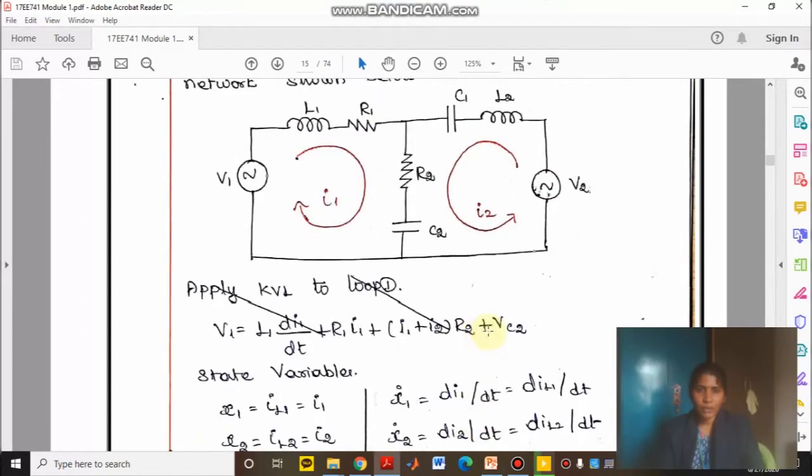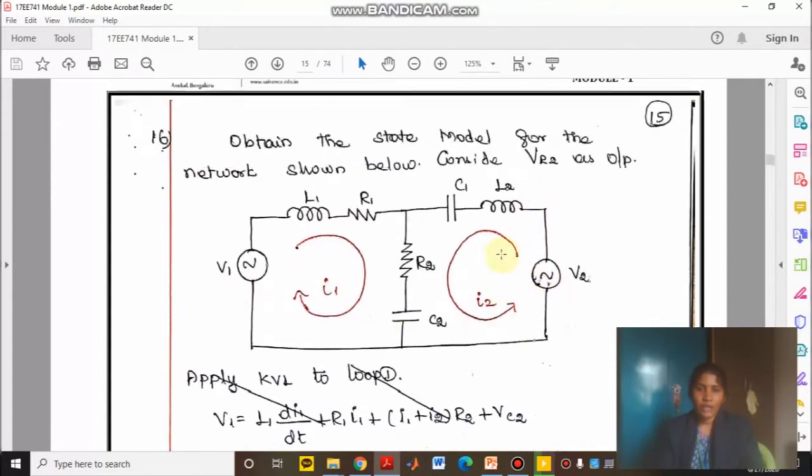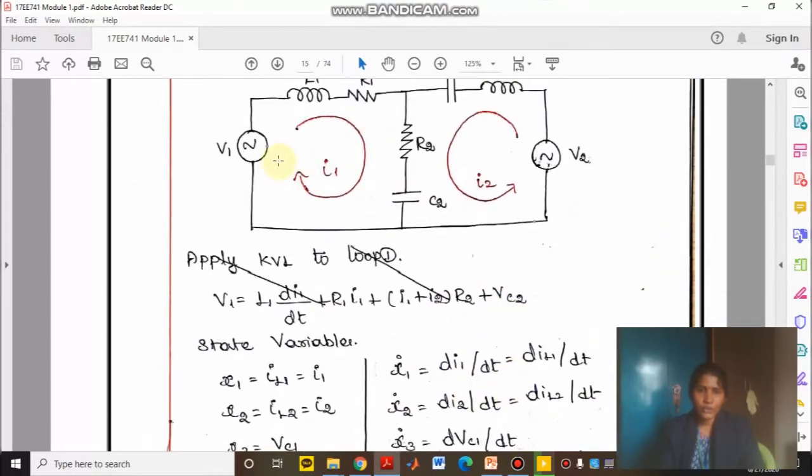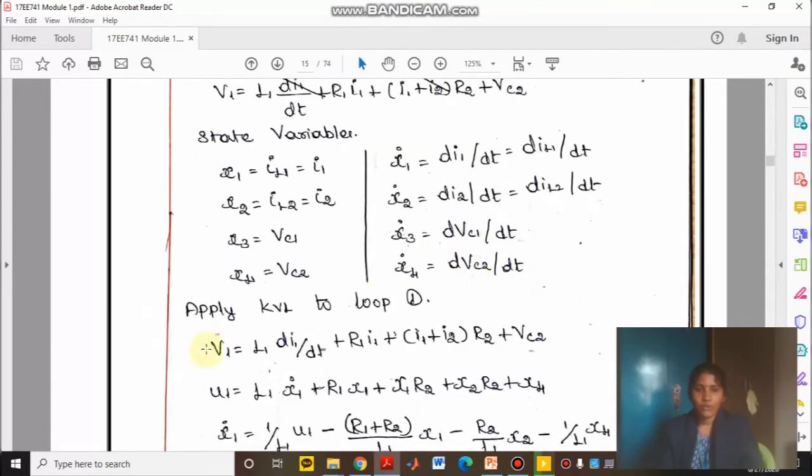Now we need to apply a loop equation for this. Here how many inputs we have? 2 inputs, 1 output. Looking at the circuit only, you can say it has 2 inputs, that is V1 and V2, and the output VR2 has to be considered. So U1 is equal to V1 of t, U2 is equal to V2 of t.